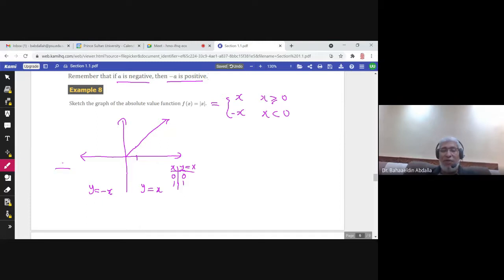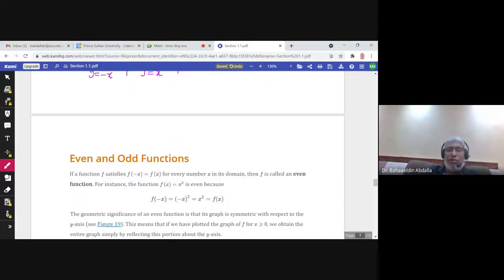To the left of 0, y equals negative x, I should always start with 0, the border. So negative 0 is 0. And I choose a number to the left of 0, which is negative 1. Negative of negative 1 would be 1. So at negative 1, it would also be 1. So it will pass through (0, 0) and (negative 1, 1). And this would be the graph of the absolute value function.